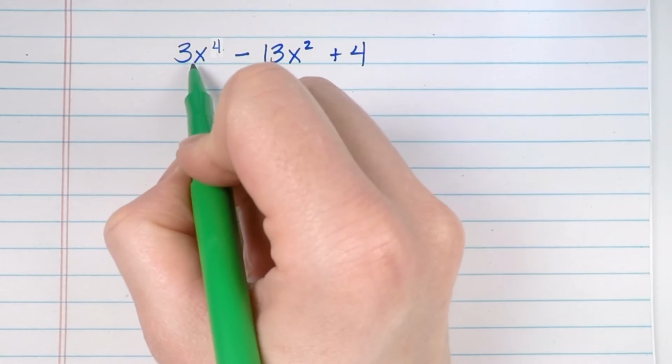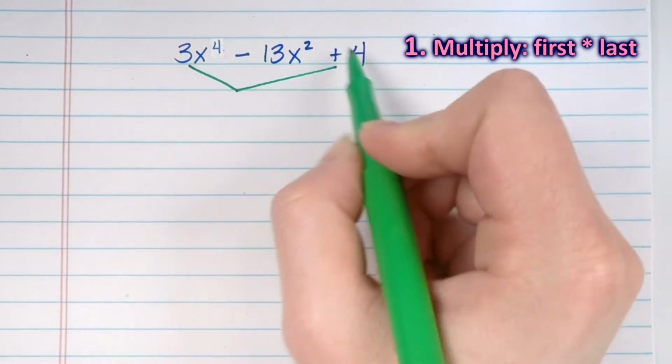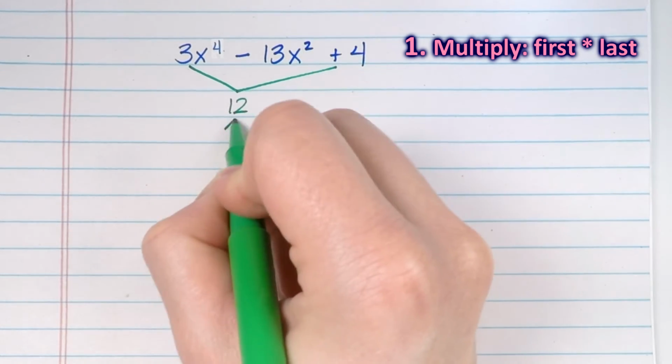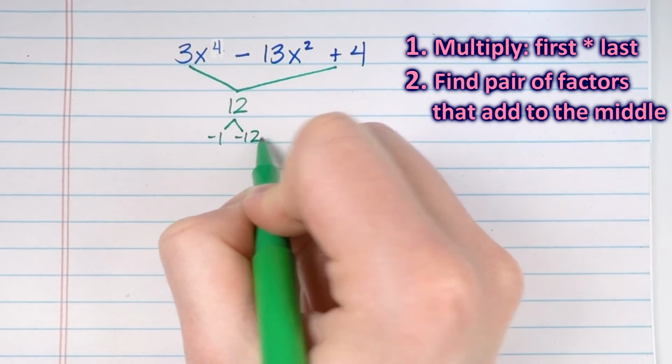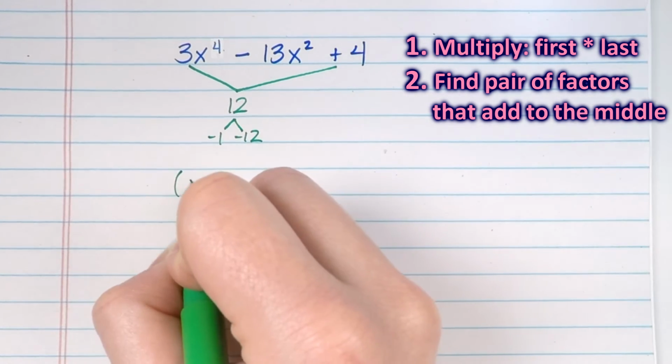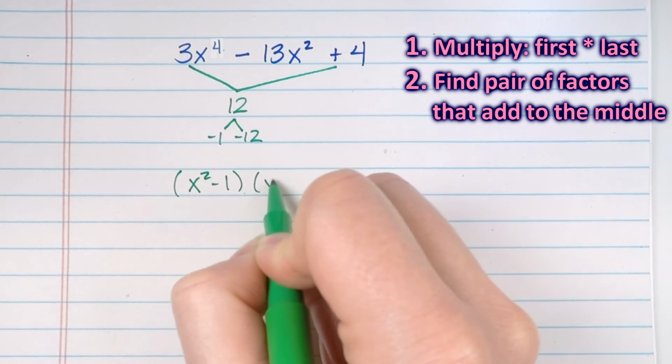So if I try to factor this, we're still going to multiply first times last. 3 times 4 gives us 12. And then numbers that multiply to this that would add up to the middle, that'd be negative 1 and negative 12. And if I start to set up my factors, we do x squared minus 1 and then x squared minus 12.